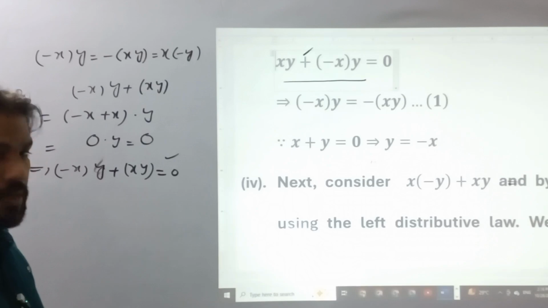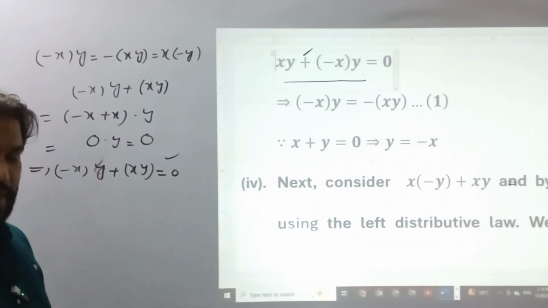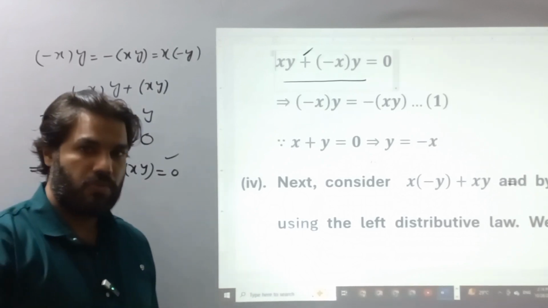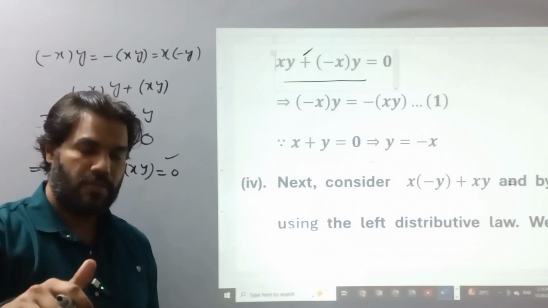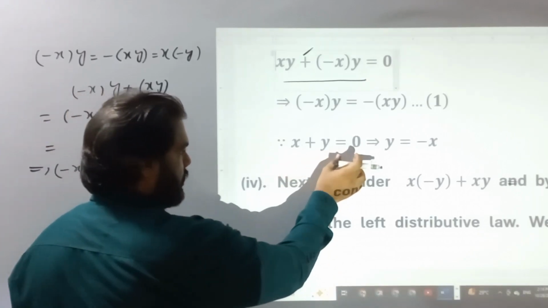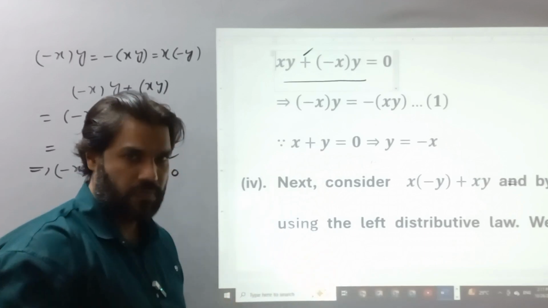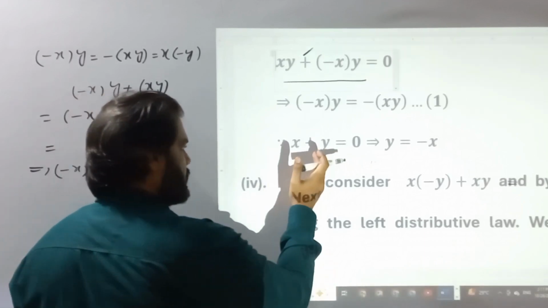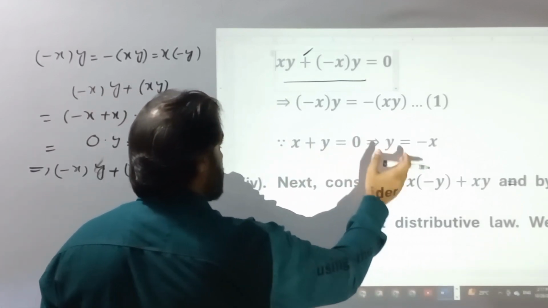Now next, in the last lecture we have discussed that if the sum of two numbers is equal to 0, then the second number is the negative of the first. Meaning to say, if the sum of two numbers is equal to 0, then both are the additive inverse of each other. That is, in other words, the second number is the negative of the first.